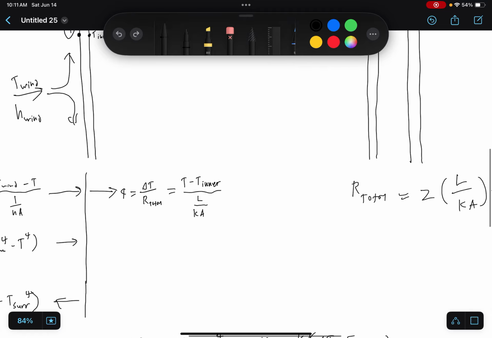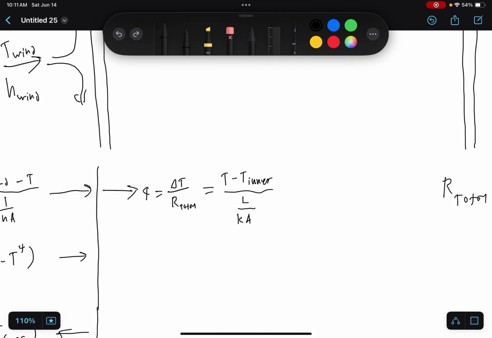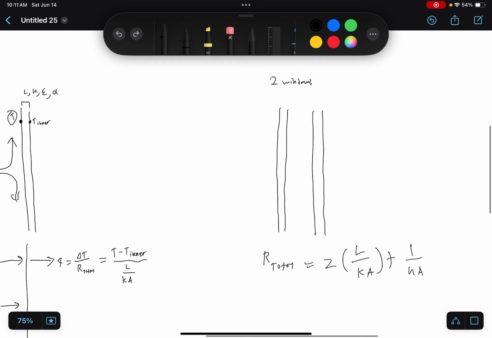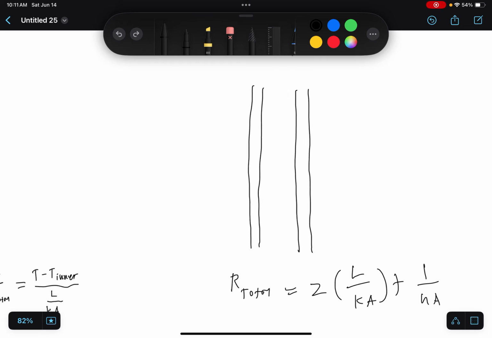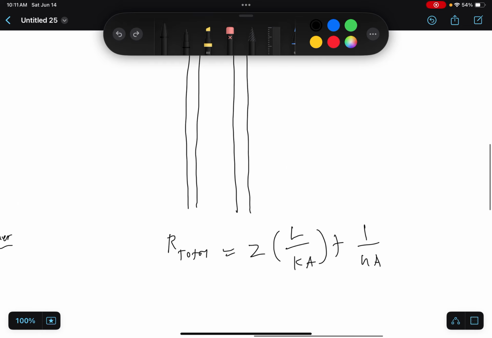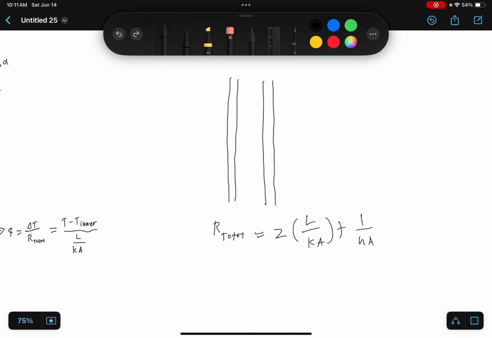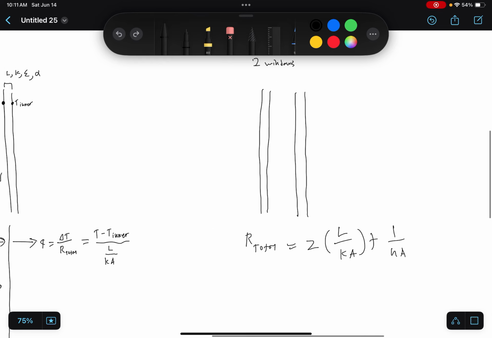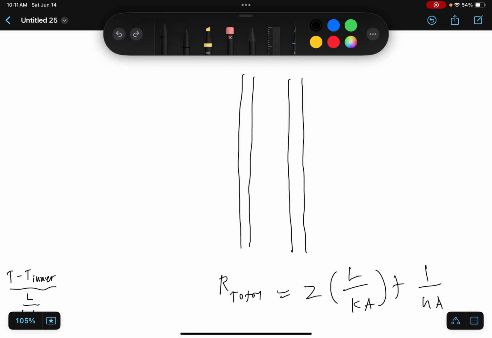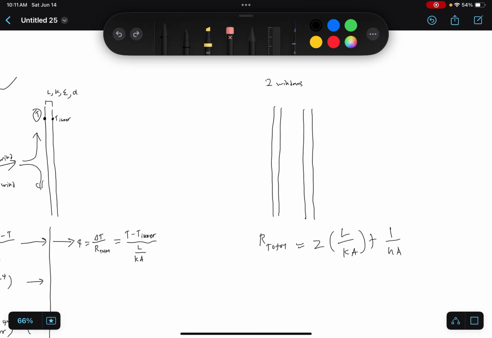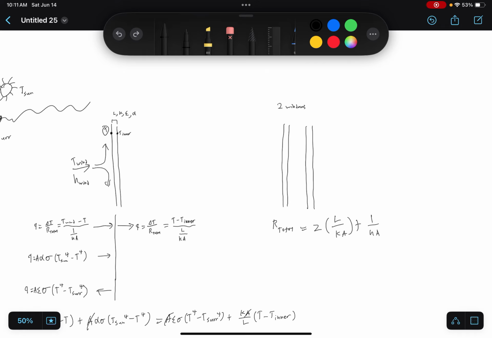And if you increase the R total, you decrease the amount of heat that can go through. So by adding more windows, or by increasing the thickness, you can decrease the amount of heat that goes through. Right away you can keep yourself cooler by installing thicker windows, or by installing an air gap in between two sets of thinner windows.